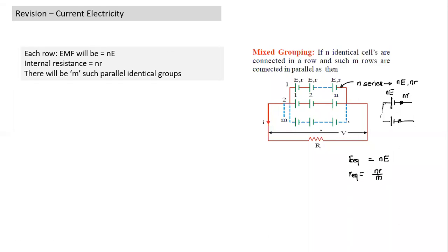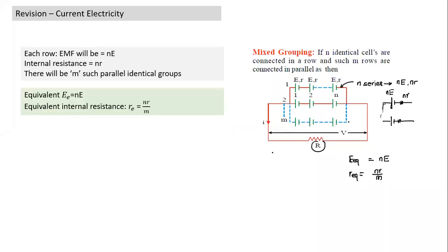So this whole arrangement is equivalent to a battery of Ne and internal resistance equal to nr by m. What is the condition for maximum power consumption in R? When R is equal to nr by m. That's the condition for maximum power consumption. Okay, that's how we arrange.